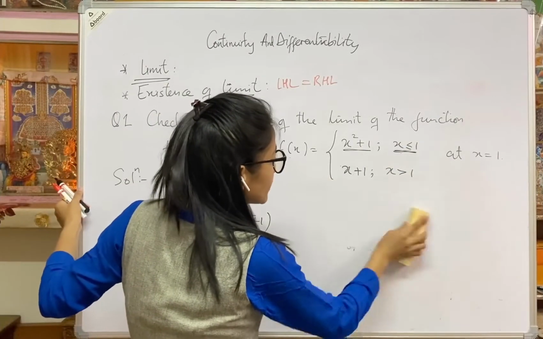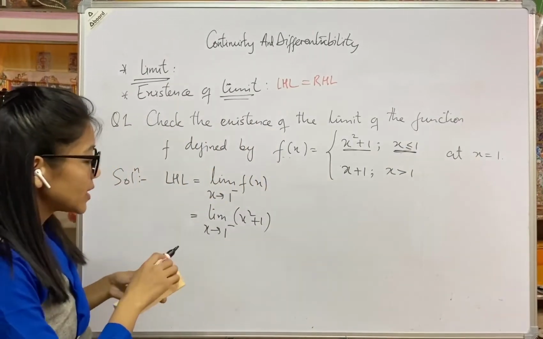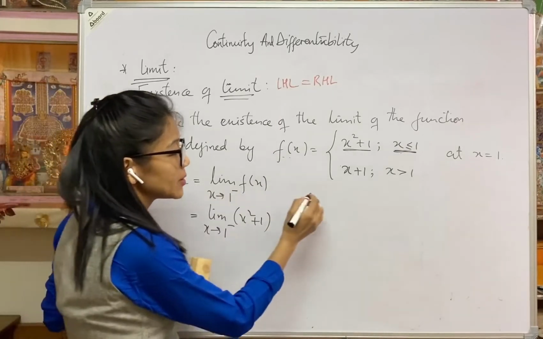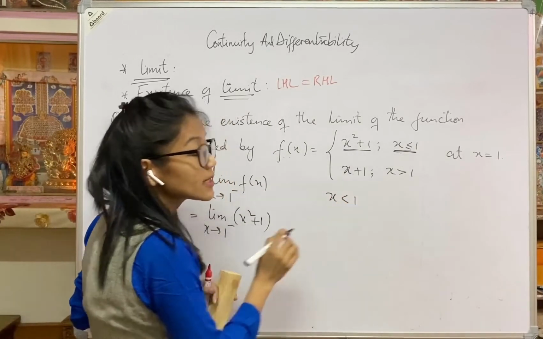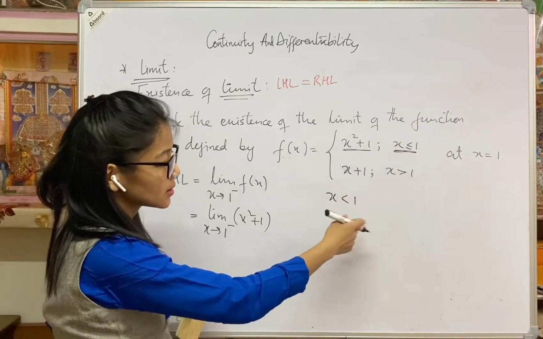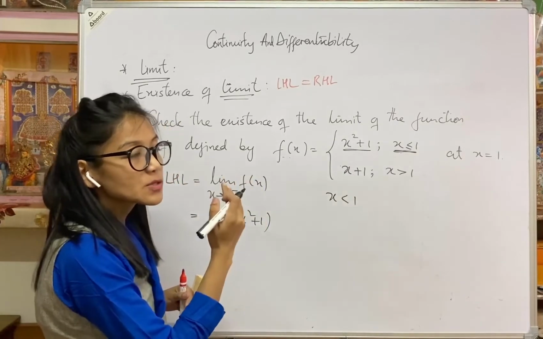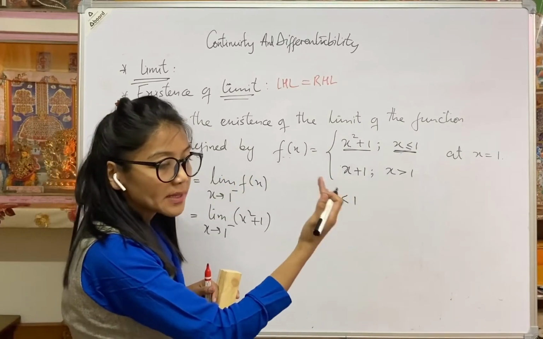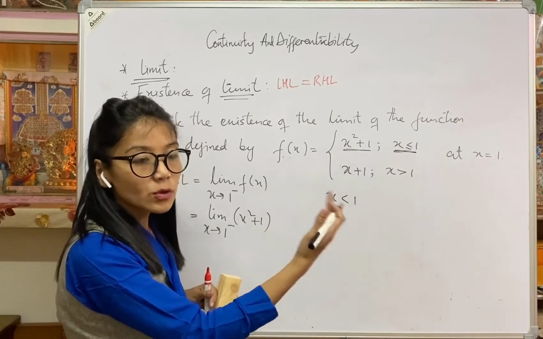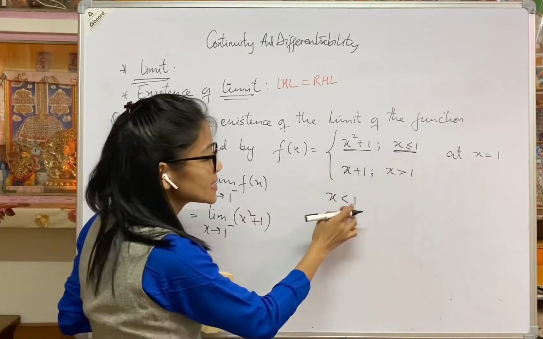Now how we will find the limit. Now we know that when you are finding out the left hand limit, x is always less than 1. I've shown you in that number line, right? So x is very close to 1, but it is less than 1 because x is on the left hand side of 1, so it is less than 1.